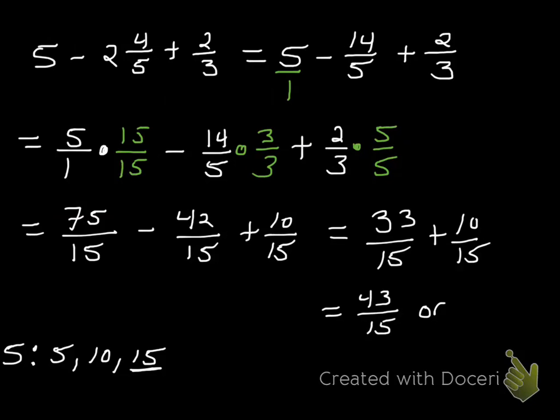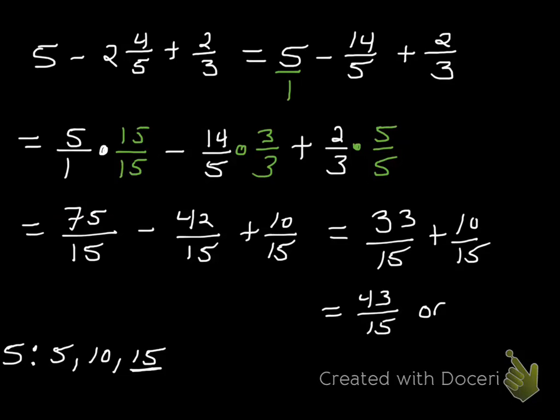Now, depending on the situation, depending on what the problem's asking, they may let it be an improper fraction where the numerator is larger than the denominator. Or they might want it as a mixed number. And where we might want it as a mixed number is some sort of application. 43 over 15 miles isn't real meaningful to us. So what we want to do is convert it into a mixed number.